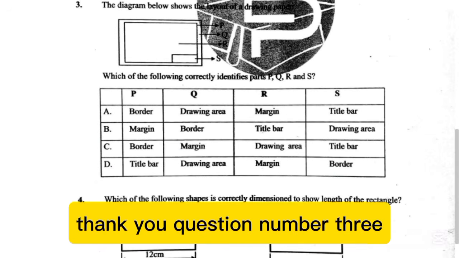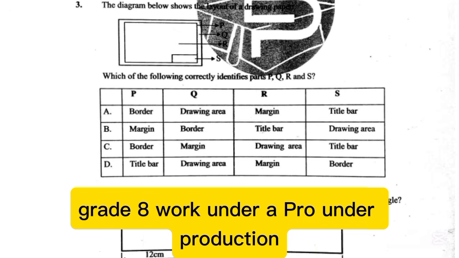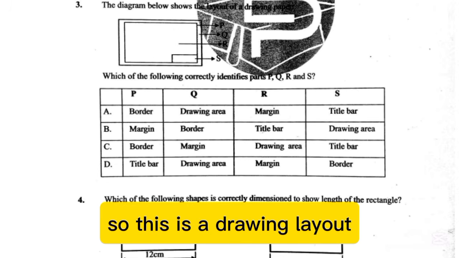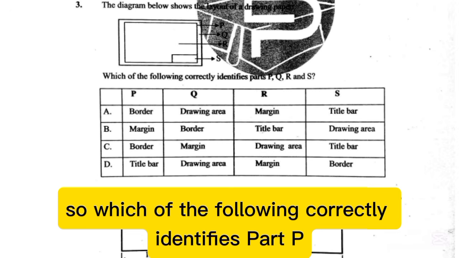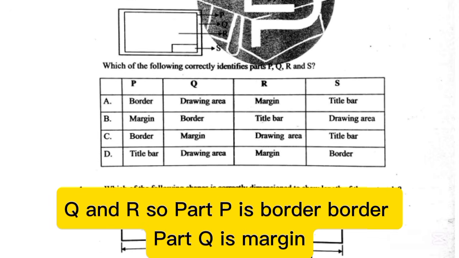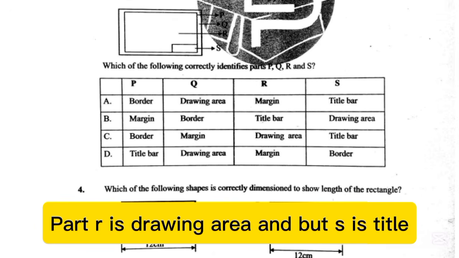Question number 3. The diagram below shows the layout of a drawing paper, grade 8 work, under production. So this is a drawing layout. We have parts or components of a drawing layout. So which of the following correctly identifies parts P, Q, and R? So part P is border, part Q is margin, part R is drawing area, and part S is title.